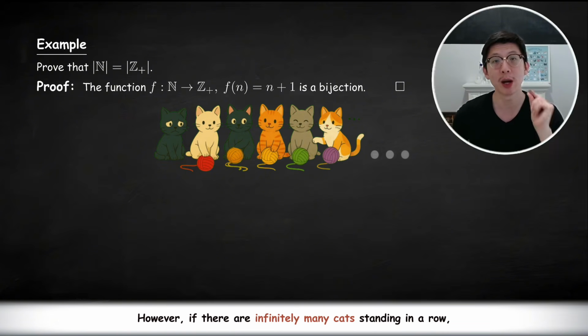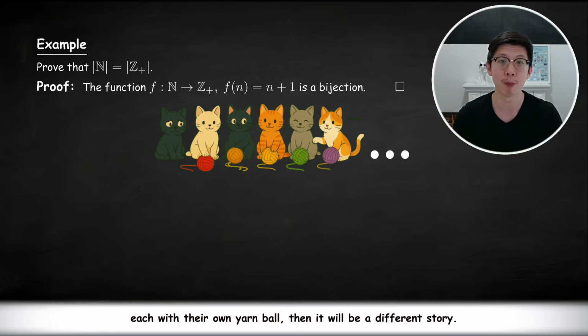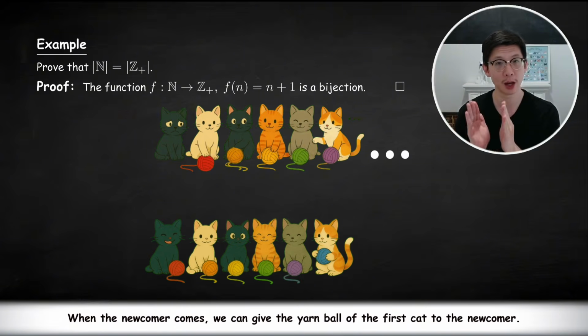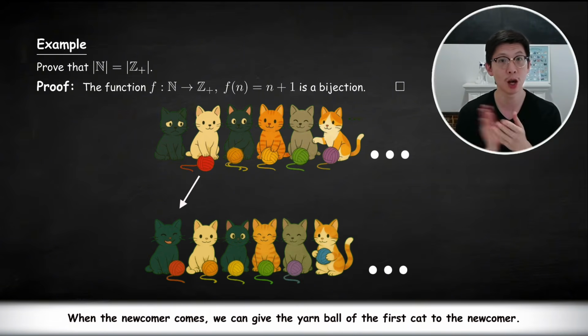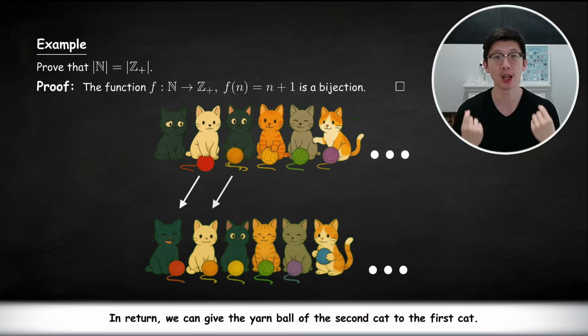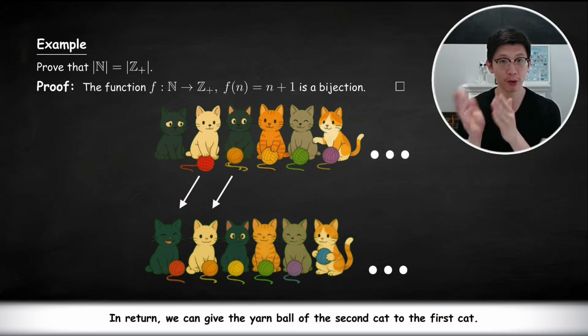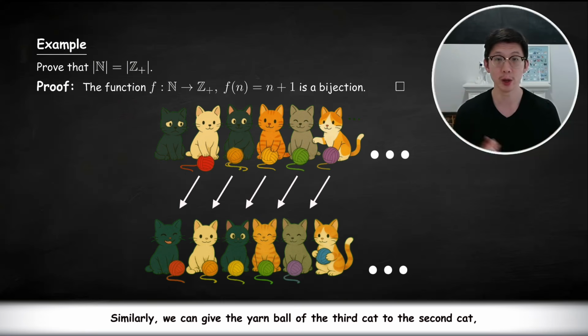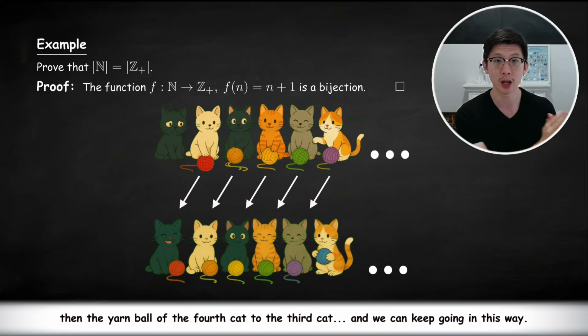However, if there are infinitely many cats standing in a row, each with their own yarn ball, then it will be a different story. When the newcomer comes, we can give the yarn ball of the first cat to the newcomer. In return, we can give the yarn ball of the second cat to the first cat. Similarly, we can give the yarn ball of the third cat to the second cat, then the yarn ball of the fourth cat to the third cat. And we can keep going in this way.